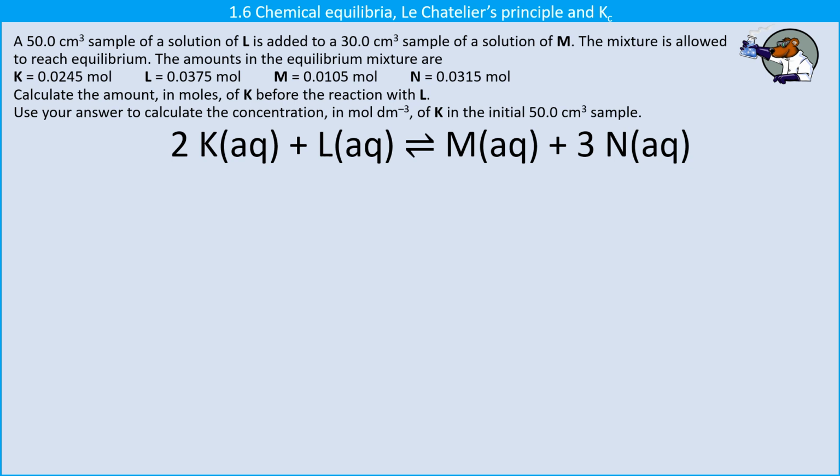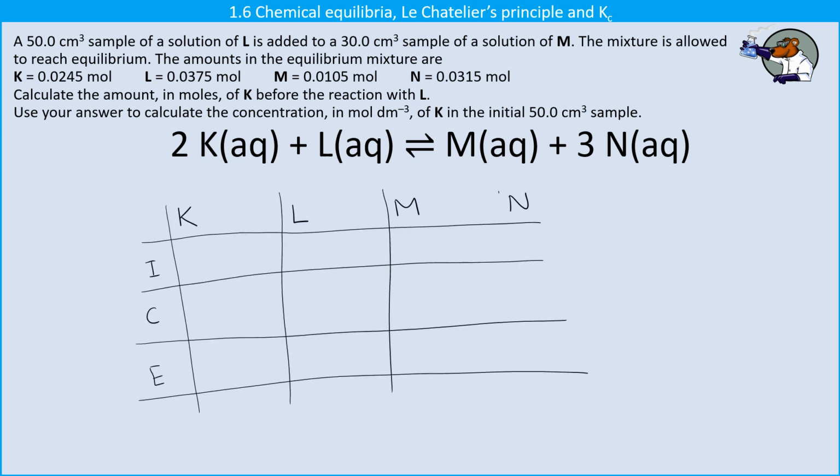So there's quite a bit of information in here that I don't actually need, because this would be the first part of a longer question. But in order for me to work out the initial moles of something, I'm going to need to draw an ICE table. So this is a little table that's going to include the initial moles, the change in moles, and the equilibrium moles for each of the species involved in my reaction.